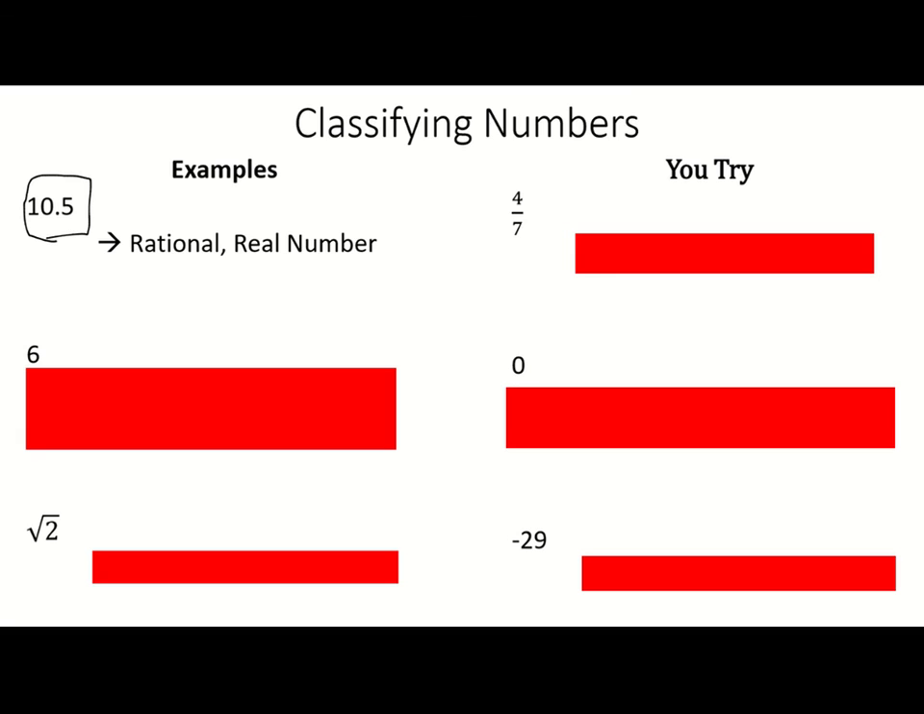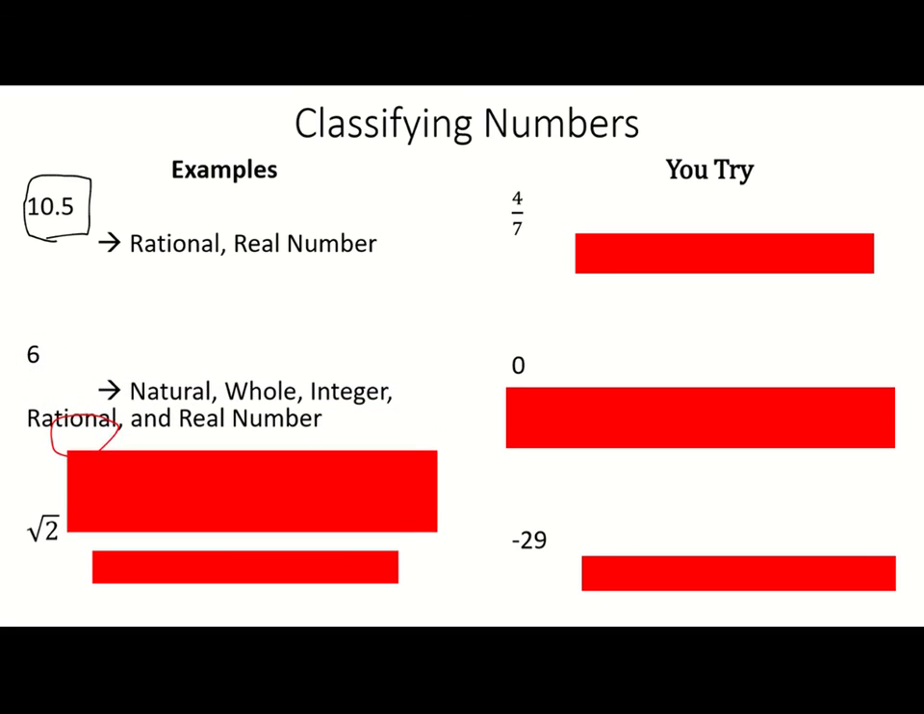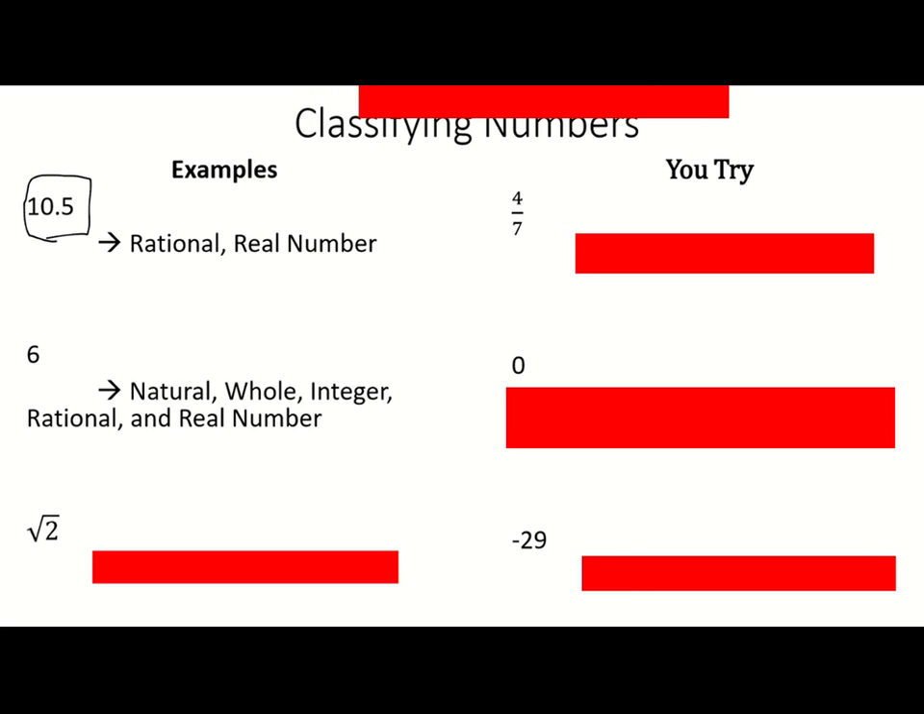Now, due to the nesting system, we also want to classify 6, a natural number, as everything preceding it. So we also have that 6 would be a whole number, that 6 would be an integer, and that 6 would be a rational number. Again, all 4 of these types of numbers are part of the real number system, so we still need to classify these as real numbers as well. We have natural, whole, integer, rational, and real. So do not forget about that nesting system. Work from the inside out, from the bottom up.